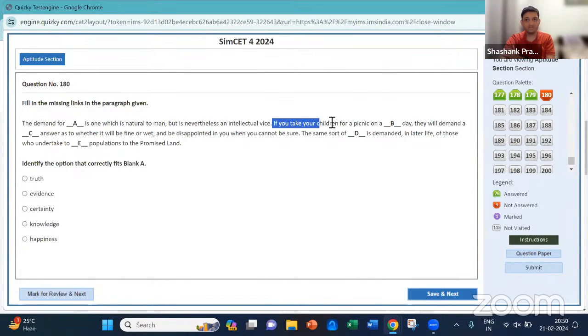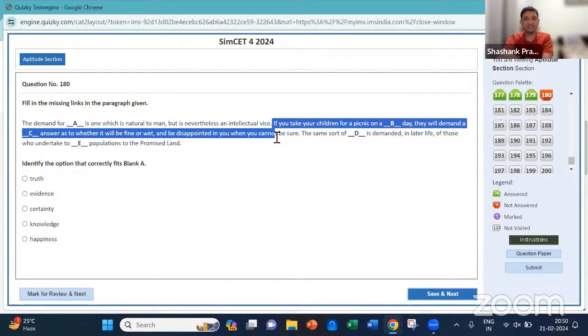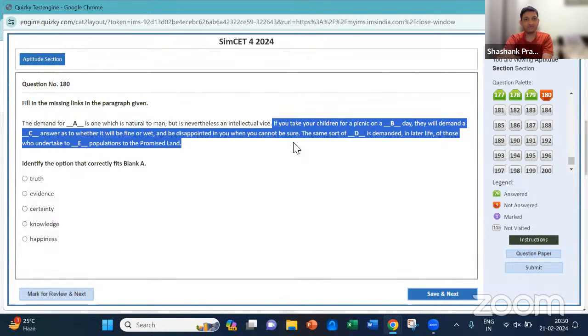If you take your children for a picnic on a dash day, they will demand a dash answer as to whether it will be fine or wet, and be disappointed in you when you cannot be sure. The same sort of dash is demanded in later life of those who undertake dash populations to the promised land.